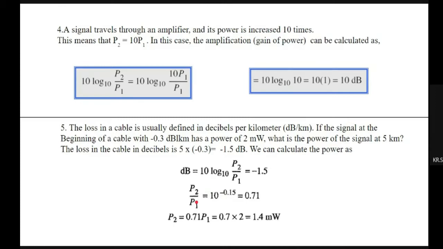So you have to calculate the P1 value. What is the power of the signal at 5 kilometers? Here the P2 value is equal to 0.71 into P1. We know the P1 value, the power at the beginning stage, is 2 milliwatts. So we can apply the value here, 0.71 into 2 in place of P1. So the final value of P2 is 1.4 milliwatts. This is the answer for the signal.